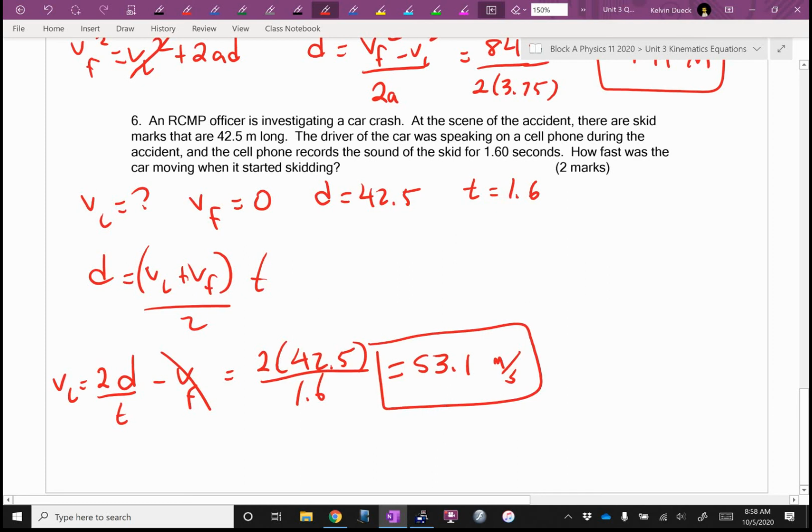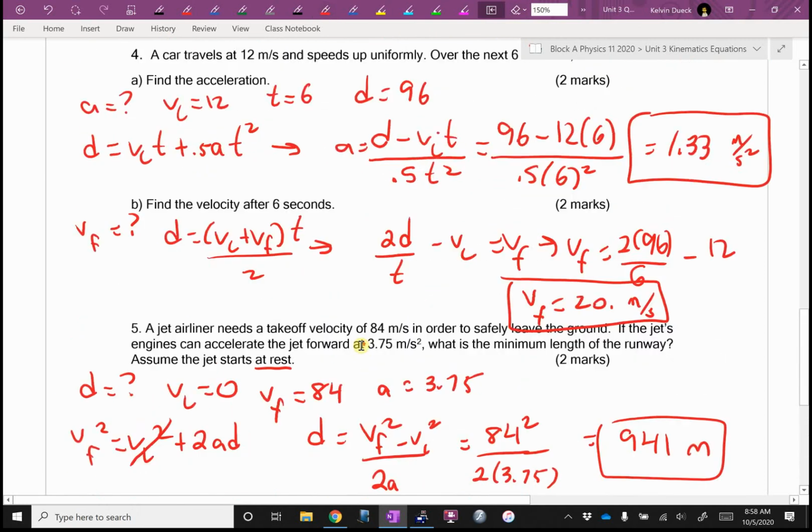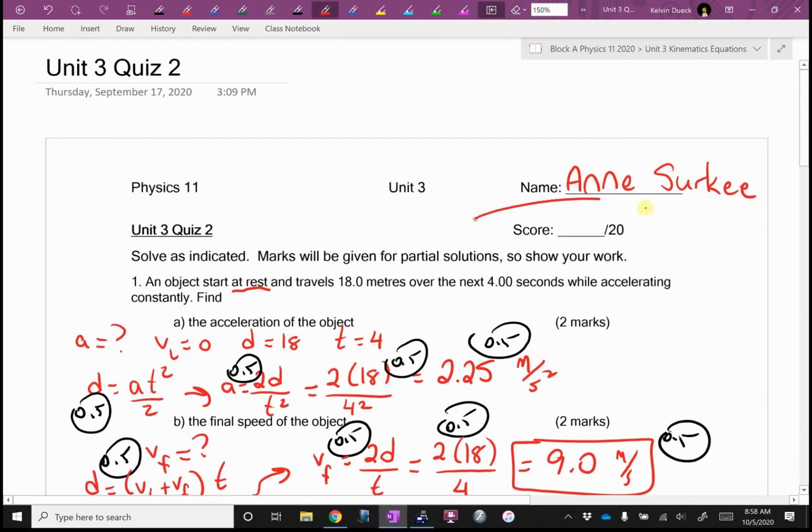And again, for all of these, half mark for the original equation, half mark for the rewrite, half mark for the numbers, half mark for the answer. Can you give yourself a lovely score and make sure you fill in the score, please, Aiden, out of 20? Thank you so much.